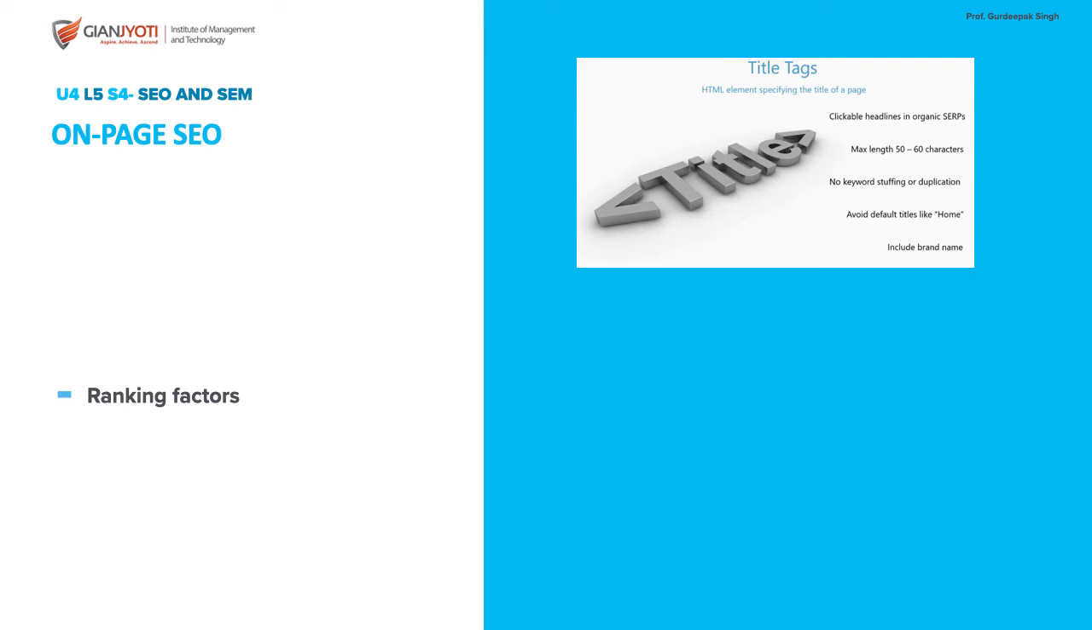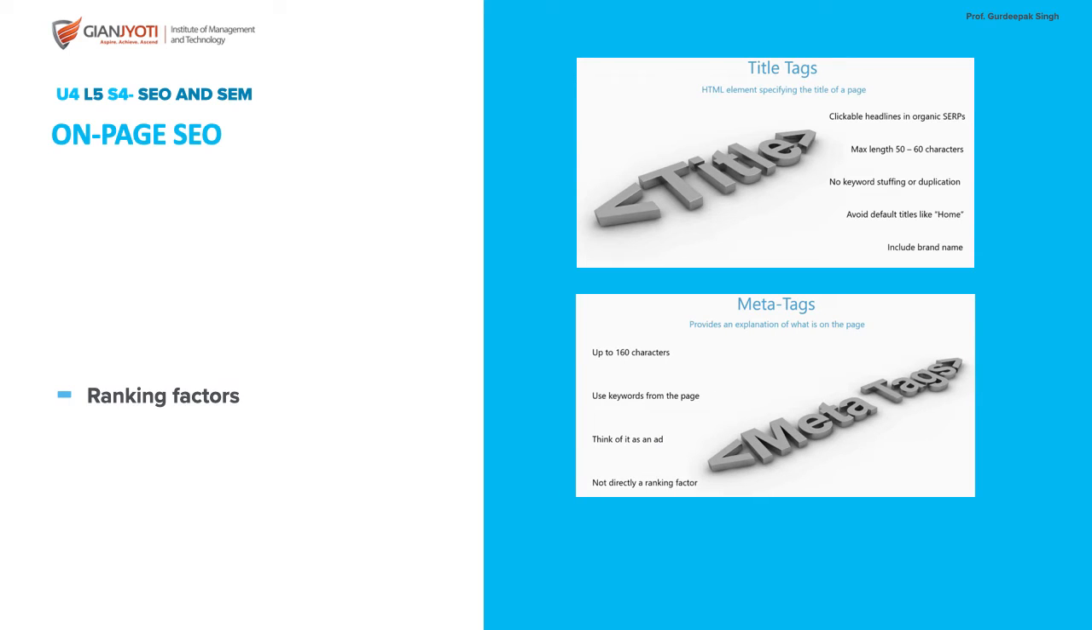When we talk about title tags as one of the ranking factors, those of you who have some technical background know these are in hypertext markup language, which we call HTML. That is how you put them within less-than and greater-than signs. So these are the title tags. They have to be clickable headlines in organic SERPs. The maximum length which Google accepts is 50 to 60 characters. No keyword stuffing or duplication can be done. Avoid default titles like home and include the brand name as much as you can.